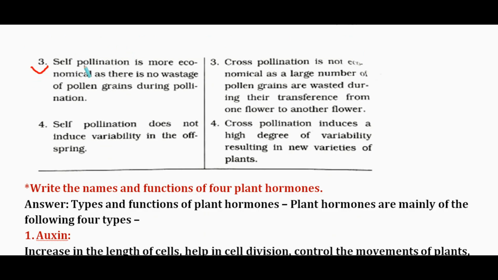Next difference is self-pollination is more economical as there is no wastage of pollen grains during the pollination. Cross-pollination is not economical as a large number of pollen grains are wasted during their transference from one flower to another flower. Self-pollination does not induce variability in the offsprings. Cross-pollination induces a high degree of variability, resulting in new variety of plants.